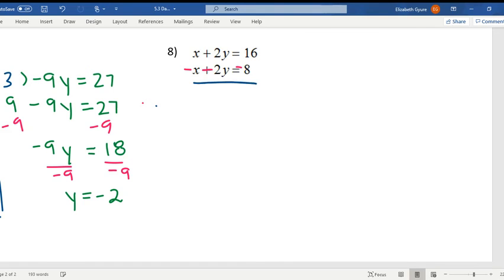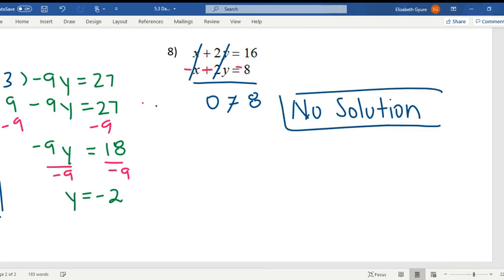Now we're going to go through and combine. x minus x is actually going to cancel. 2y minus 2y is actually going to cancel, and you're going to be left with 0 on the left-hand side. Everything cancels. And then here you'll have 16 minus 8, which is 8. 0 does not equal 8, so we say no solution. Remember, if you get a false statement, it's no solution. True statements are all real numbers.